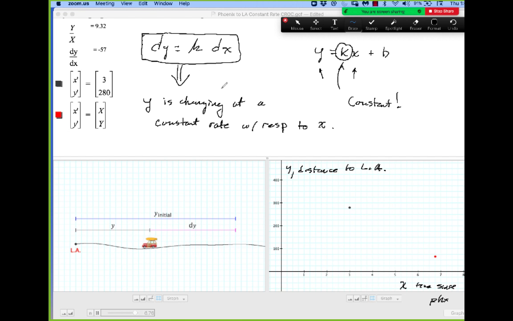And so just because y is decreasing while x is increasing doesn't negate that. Just because y over x isn't constant, that's okay. Adding a b makes it constant. It's okay, right?